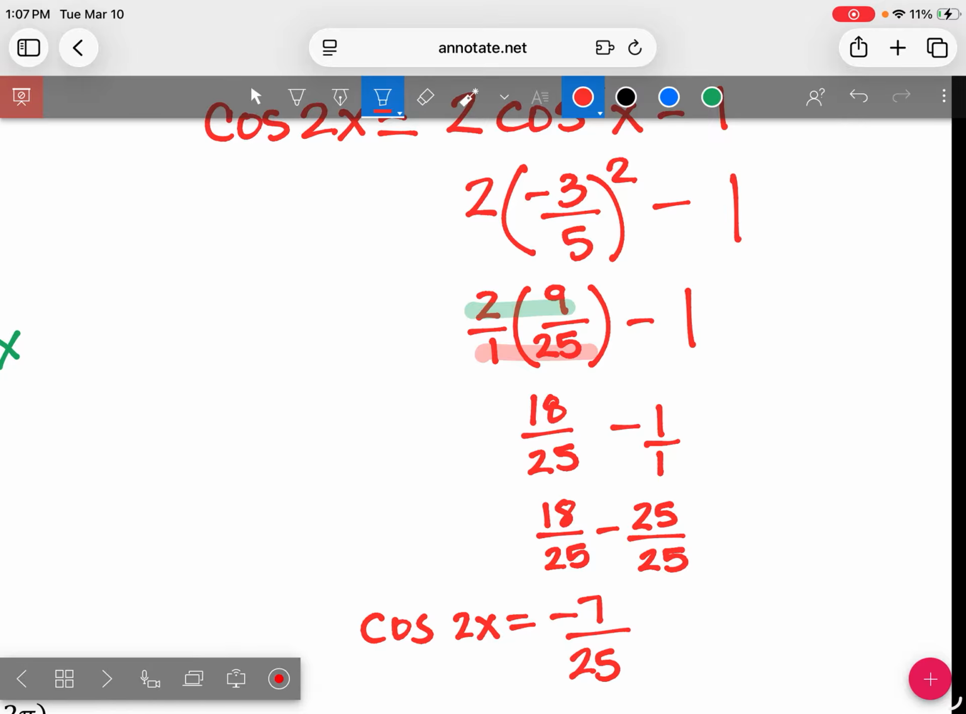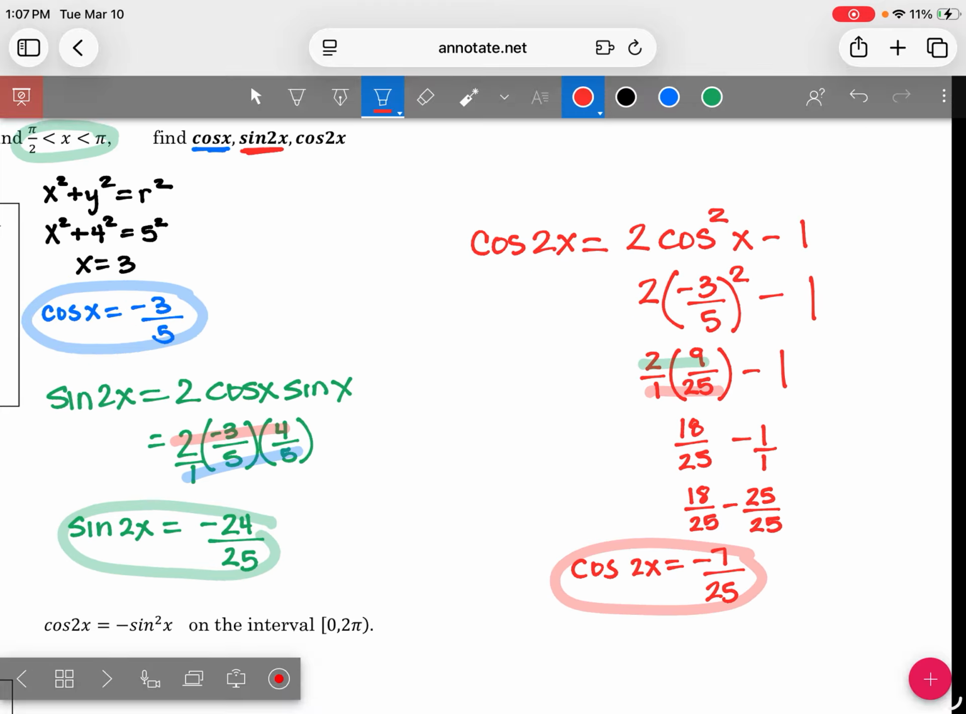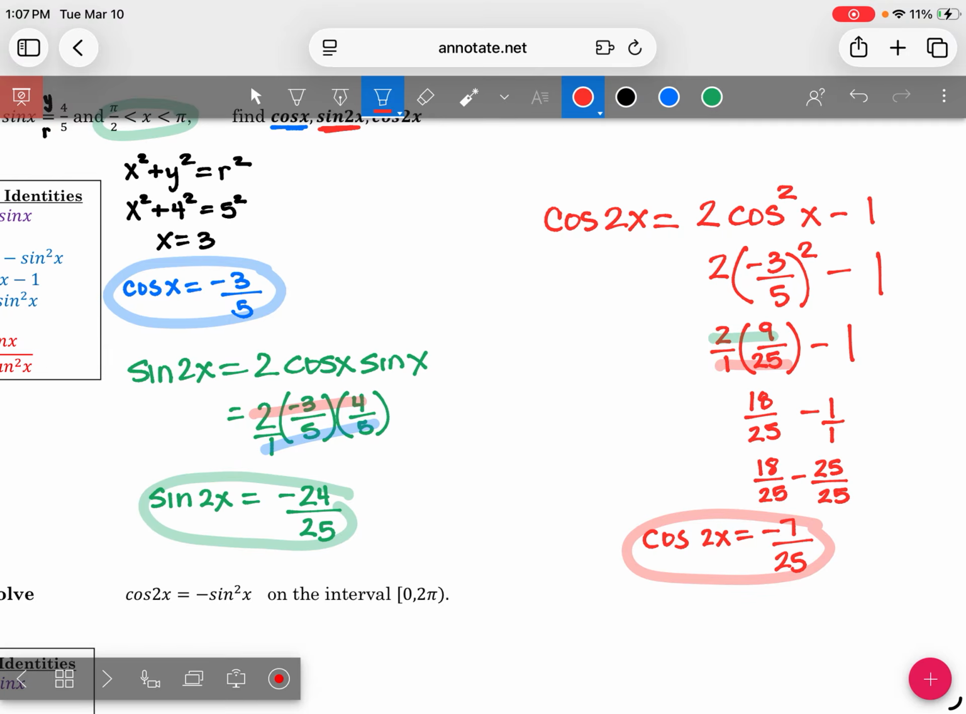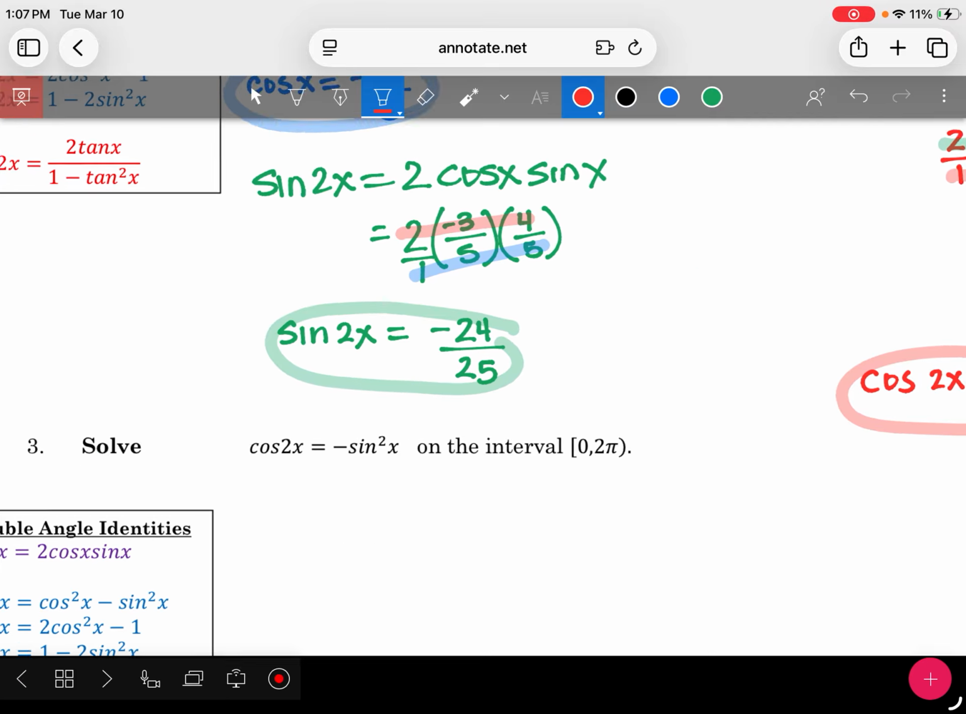So now we have found all 3. And again, you get that 5th period, we use option A. We did cosine squared minus sine squared. We still got negative 7/25. So it does not matter. You pick, you will still get the right answer. All right, so now let's solve a few equations and then we will end there.